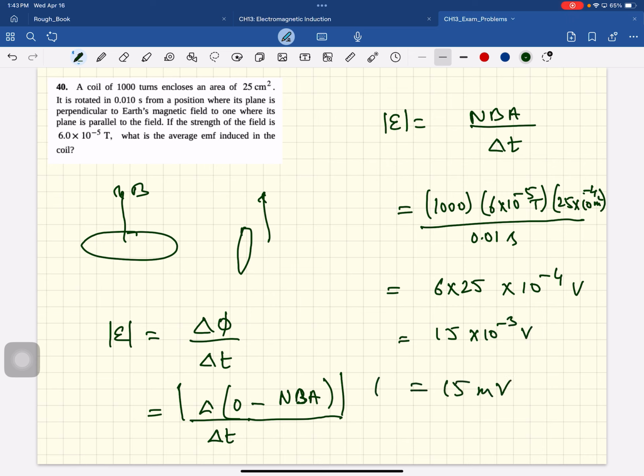You took a 1,000 turn coil and turned it in 10 milliseconds in the Earth's magnetic field, and the maximum voltage you developed was 15 millivolts. All right, guys, so we'll stop here.